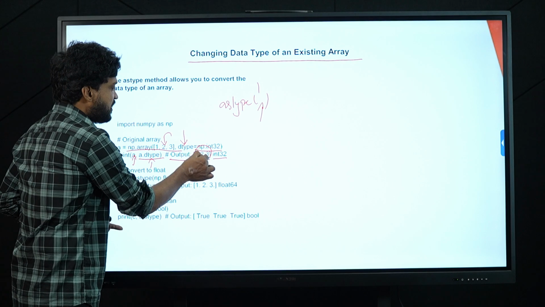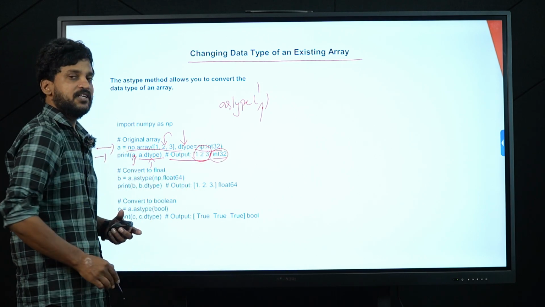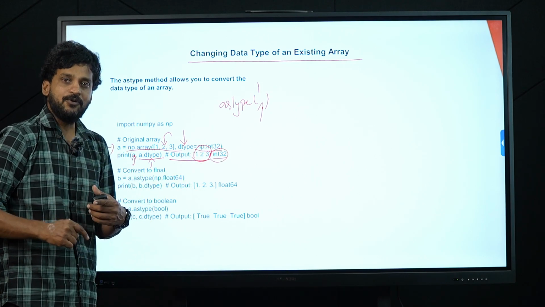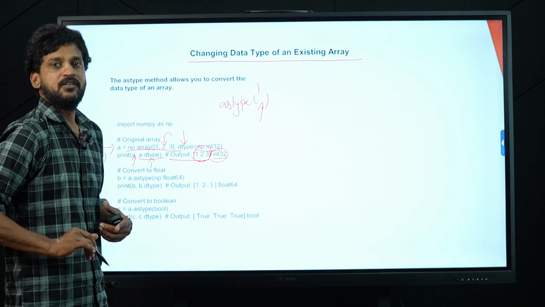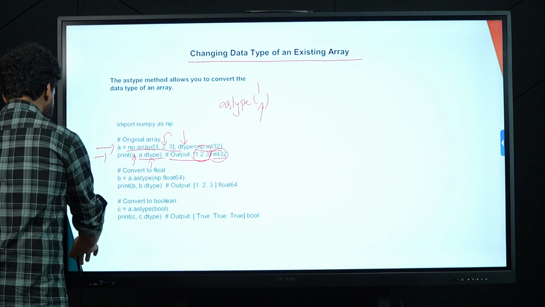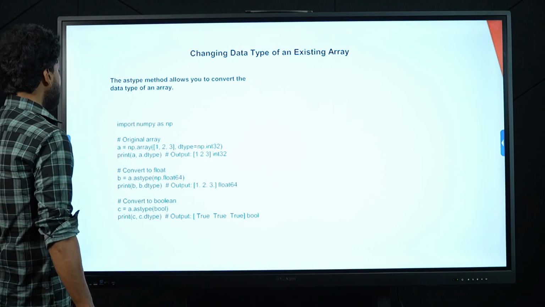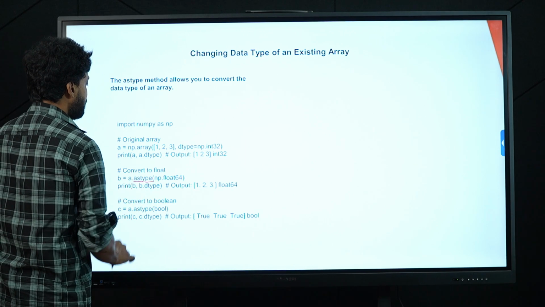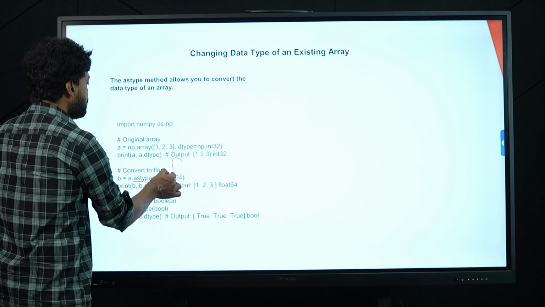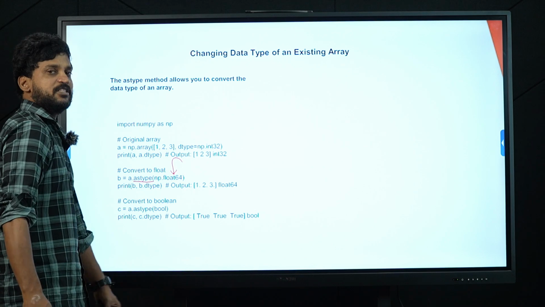Right, done. What is the data type? Int32 is the data type that is being printed. Now I would want to change this data type into some other. How will I be able to do it? For that, as I already told you, we just need to use astype, with the new data type as a parameter.